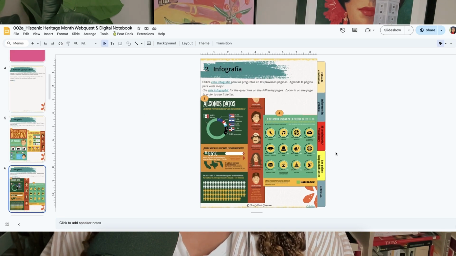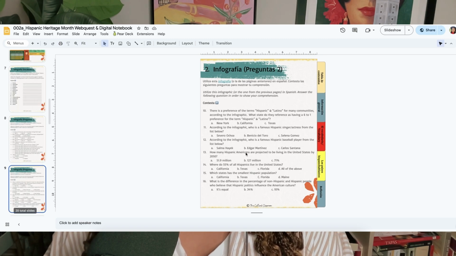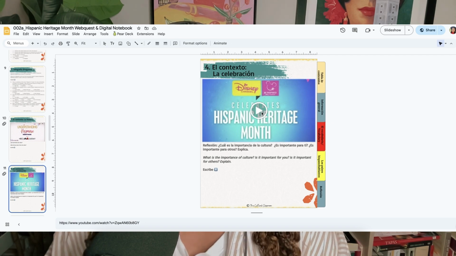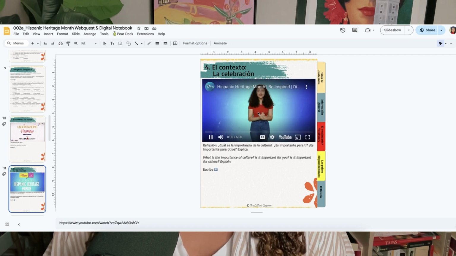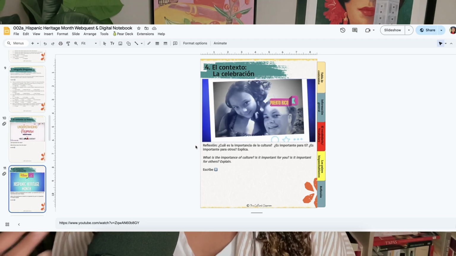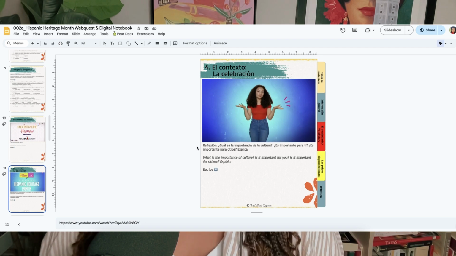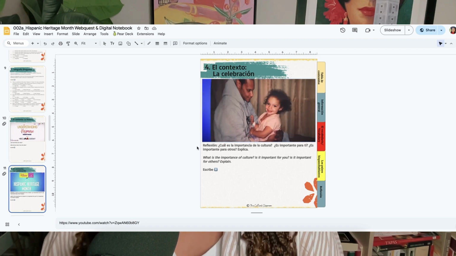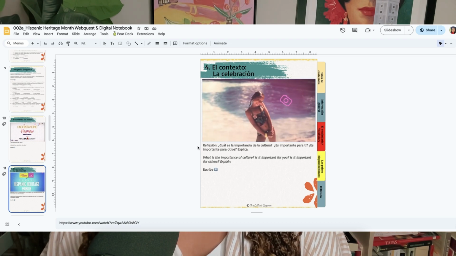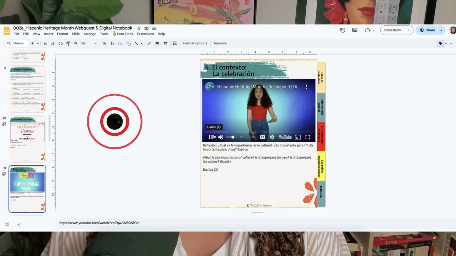One resource is different famous Disney actors that the kids can relate to because they know most of them. A lot of the actors are a little older now, and so the students are like, oh, I know who that is. One of the actors is very famous now, and a lot of the kids would know who this actor is. This resource is these actors talking about why Hispanic Heritage Month is so important to them and their heritage and why their heritage is important to them.